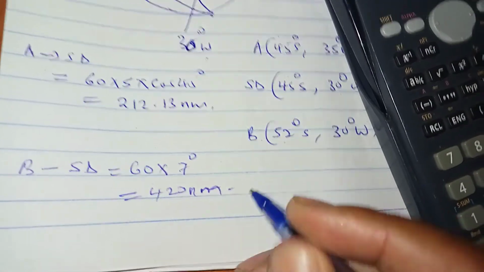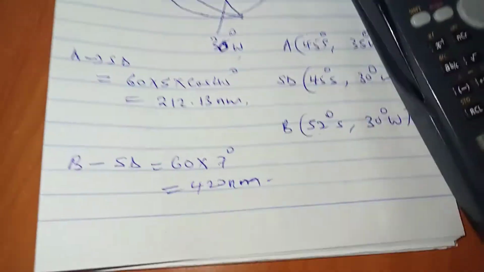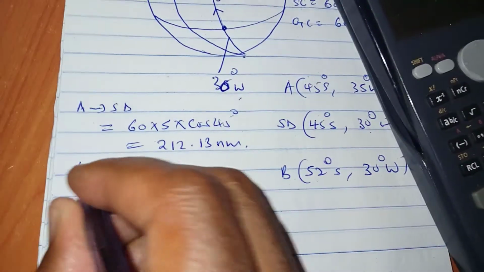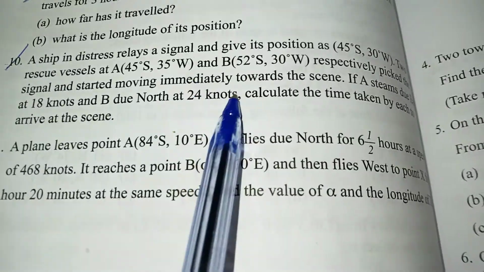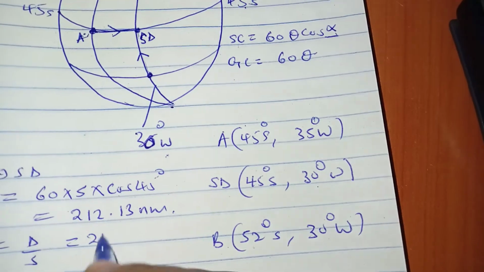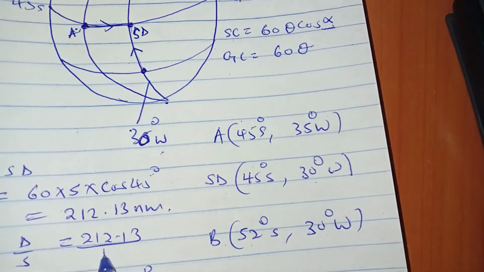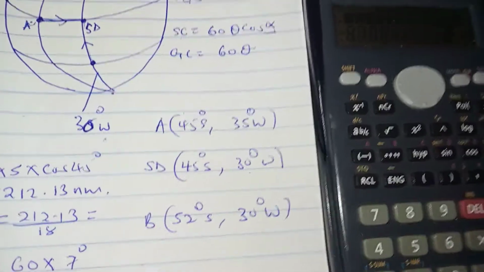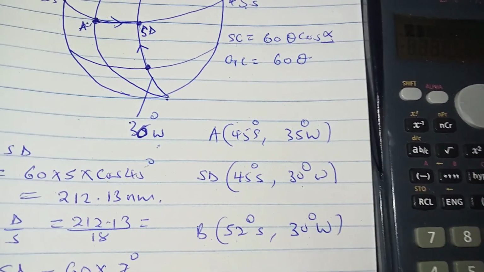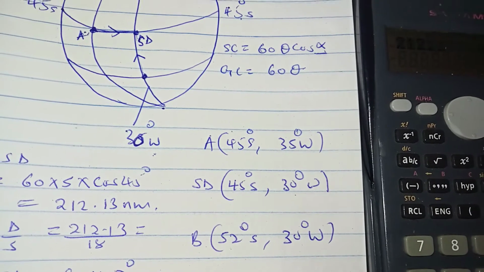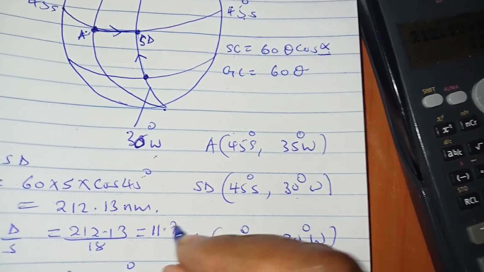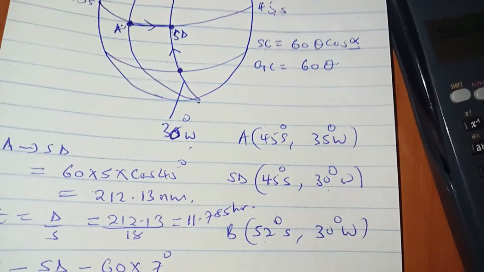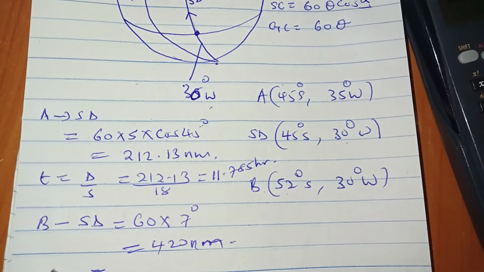Now when we have the distances, that is 212.13 and 420 respectively, we can now compute the time. So we know time is distance over speed. The speed of A, we are told, was 18 knots and the other one 24 knots. So very quickly, we take 212.13 divided by 18. I'm running short of space, but I'll try. 212.13 divided by 18, I get 11.785 hours.